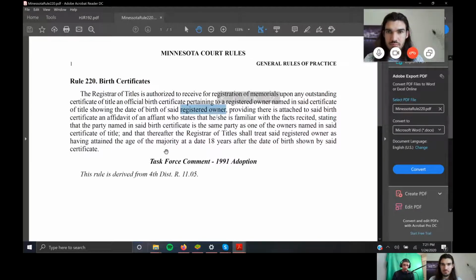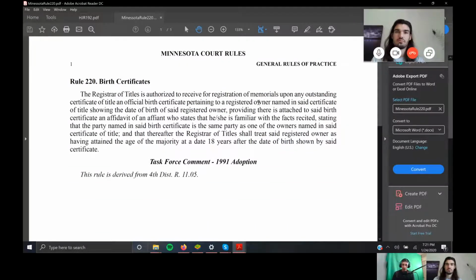Okay. A registered owner exists pertaining to a registered owner named in said certificate. So is the registered owner your flesh and blood you, not the paper you? Yes.